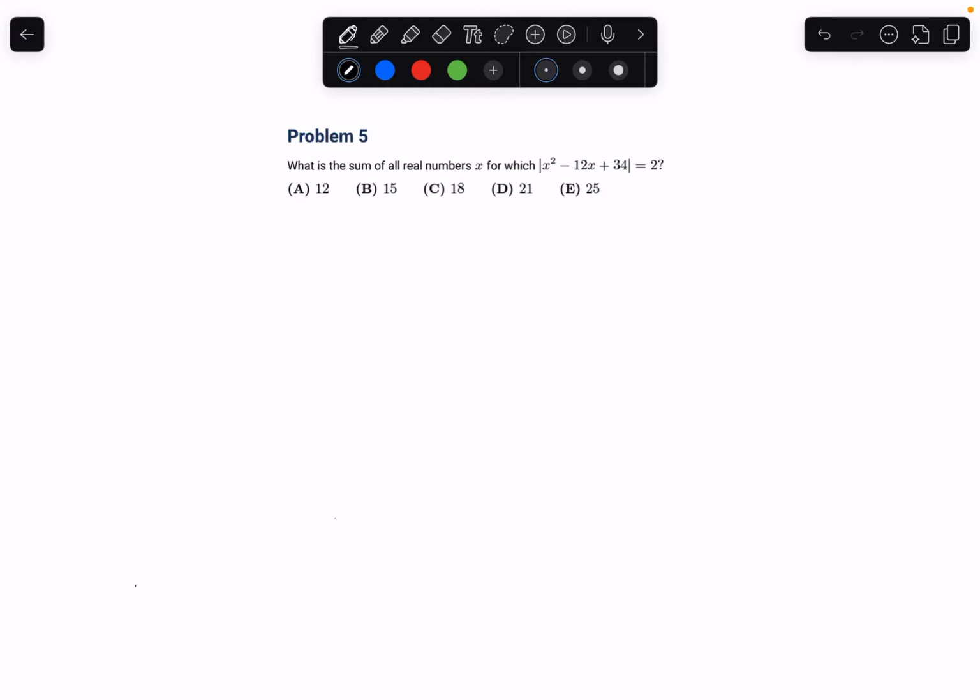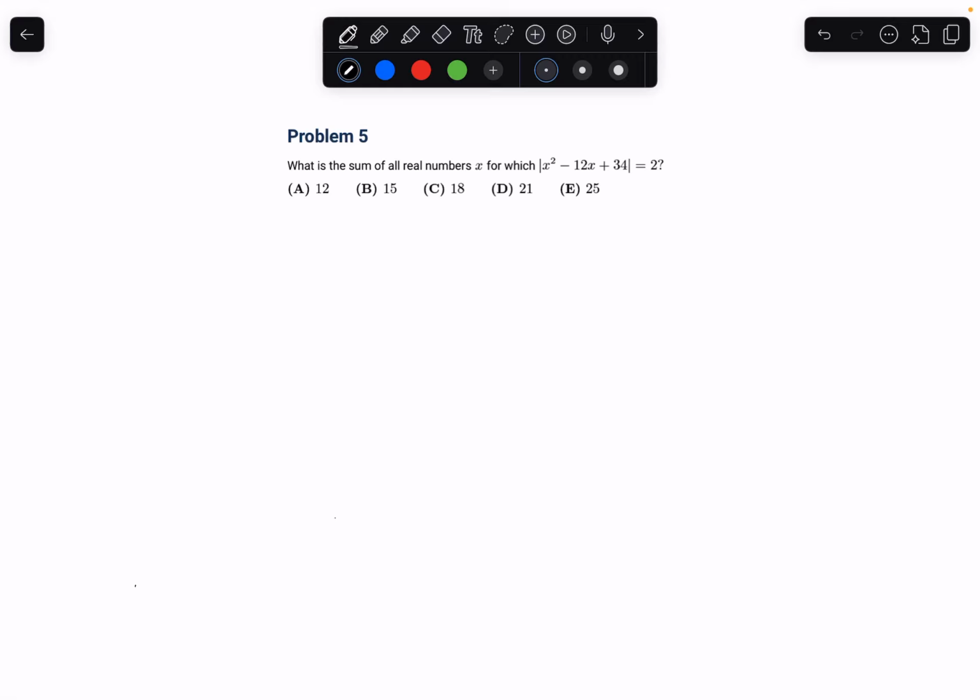This is 2020 AMC 10A problem number 5. What is the sum of all real numbers x for which the absolute value of x squared minus 12x plus 34 is equal to 2? A, 12, B, 15, C, 18, D, 21, and E, 25.